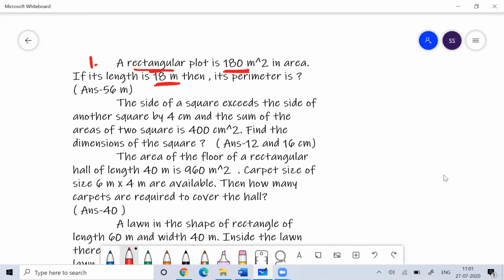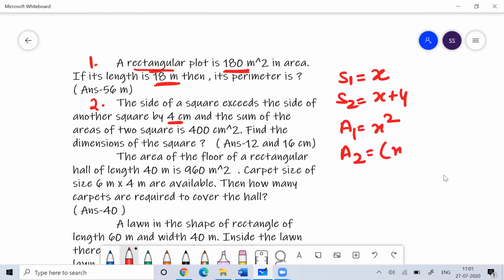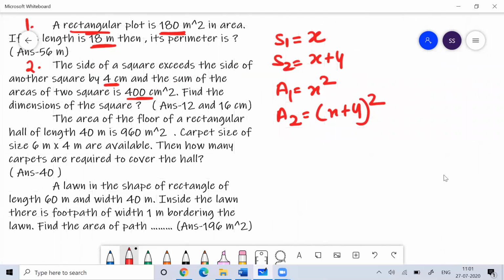Now you see the question number 2. The side of a square exceeds the side of another square by 4 centimeters. So suppose there's a square 1 having the side x, there's a square 2 having the side x plus 4, and the sum of the areas of the two squares is 400. What is the area of a square? That is side square. So this area, and the other square area would be x plus 4 whole square, and the sum of the area is 400.